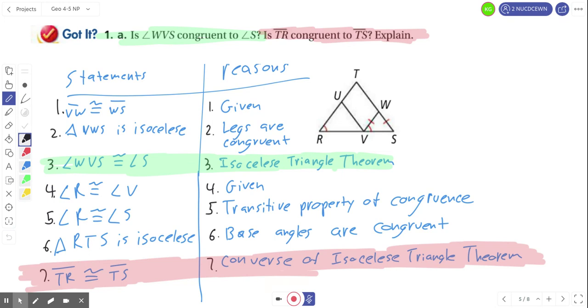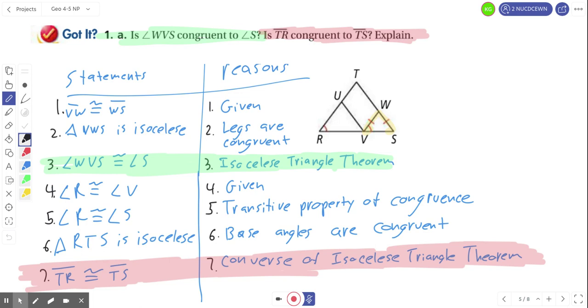Highlight those really quick. It's given that these two lines are congruent, that's what those hash marks mean. Next thing, I know that triangle VWS is isosceles because the legs are congruent. So now I've established that the triangle I'm talking about is isosceles, so then I can use the isosceles triangle theorem to say that the base angles WVS and S are congruent. So that's my first part.